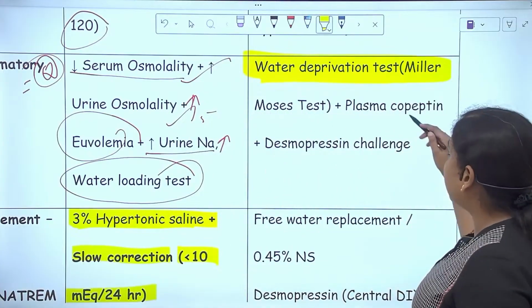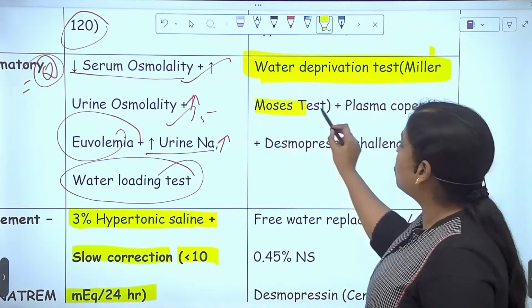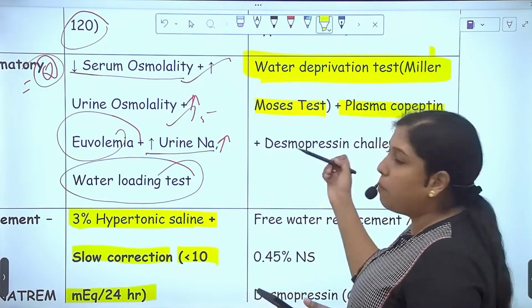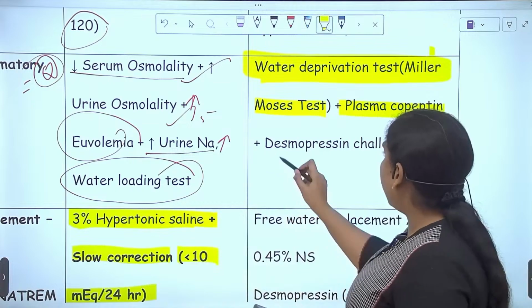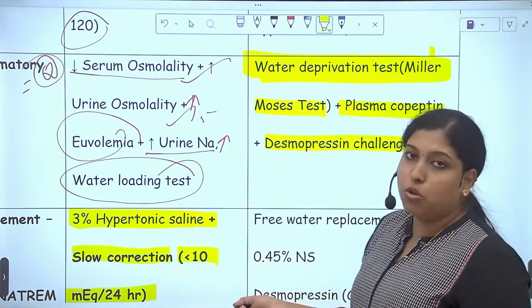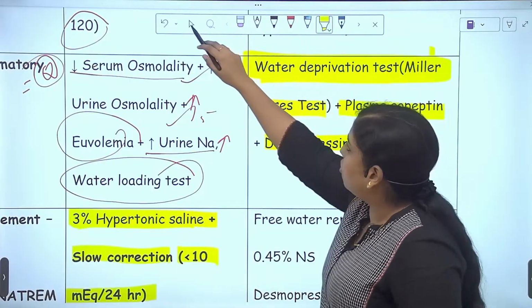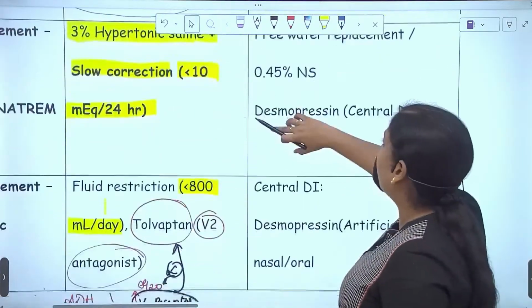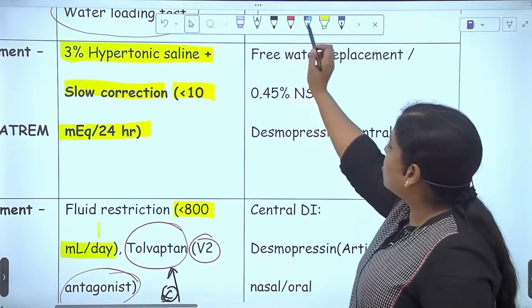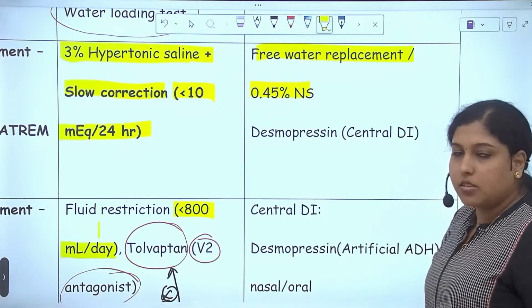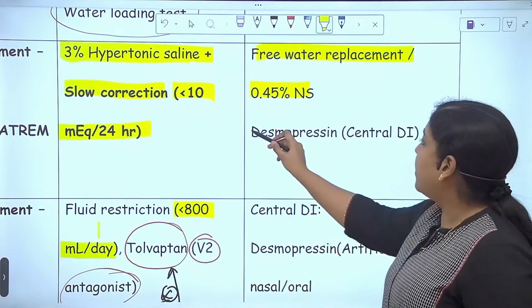So water deprivation test, what is the other name? It is the Miller-Moses test. And plasma copeptin will also be positive, which is another component which is released along with your ADH, and the desmopressin challenge test will also be positive. So what is the management of your diabetes insipidus? That is your free water replacement, 0.45% NS because of excessive dehydration, and desmopressin.